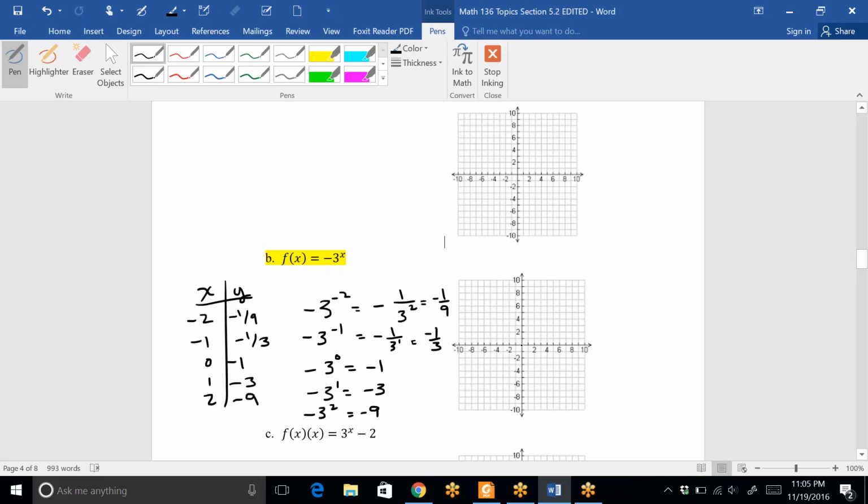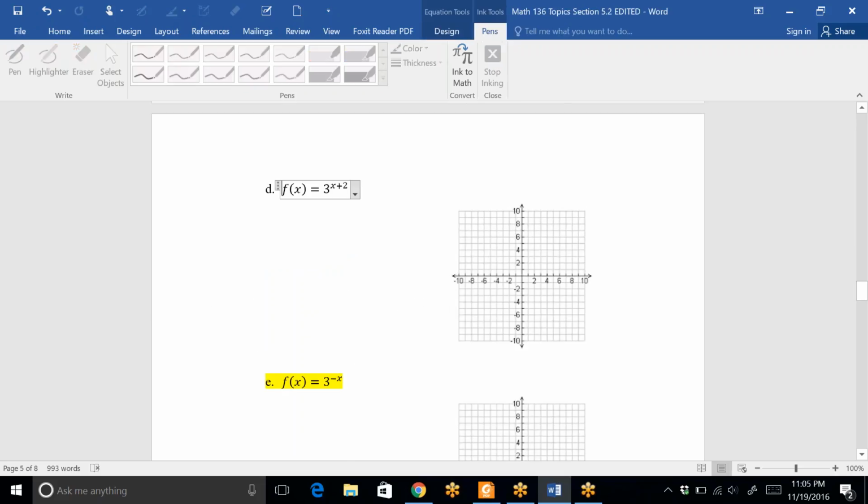So if we plot these points, negative 2, negative 1/9, negative 1, negative 1/3, 0, negative 1, 1, negative 3, and 2, negative 9, we see that this looks sort of like our exponential function, but it's upside down or reflected. And it still has that horizontal asymptote at y equals 0.